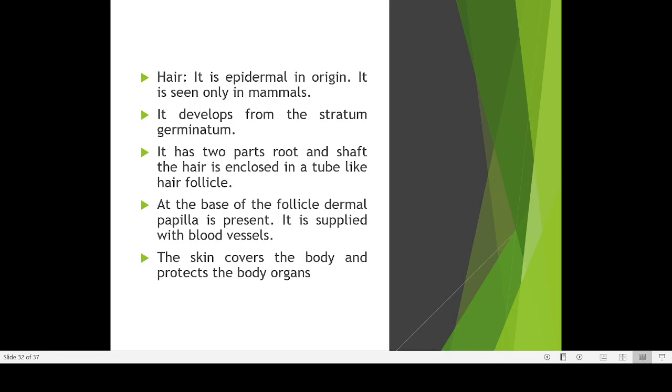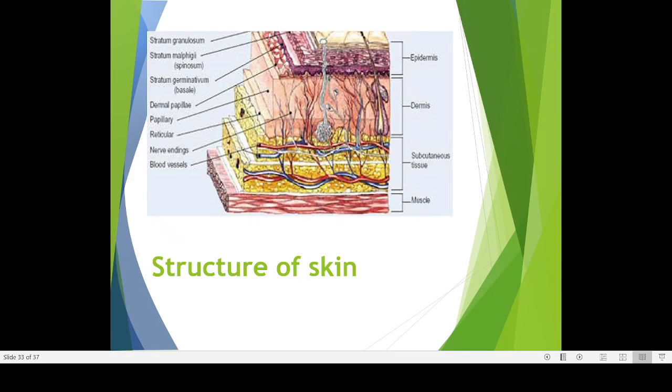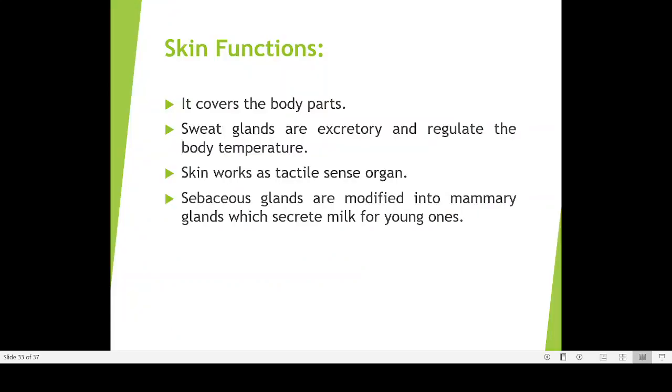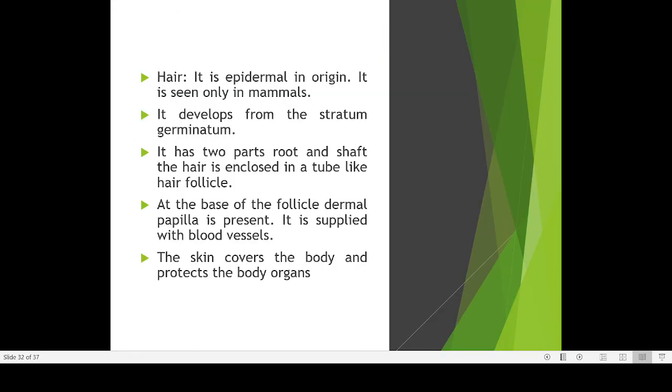I will show you that picture here. If you look at the hair, this is how the hairs are present. Around the hair there will be a hair follicle, which helps in the growth of the hair. This is the upper portion of the hair, and this is the lower portion of the hair, the root, as well as the shaft.